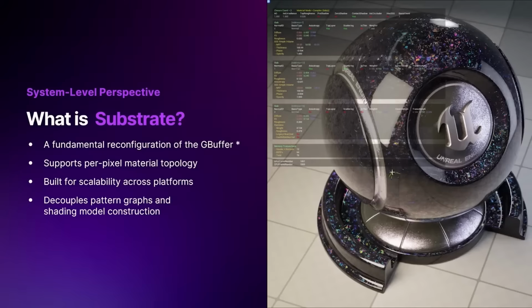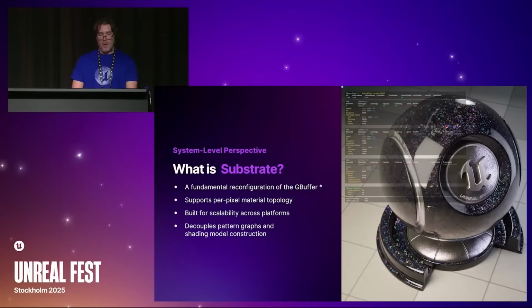One key consequence of this change is that hardware blending is no longer supported. But what we gain is the ability to store multiple closures per pixel and to blend material data in ways that were previously impossible, enabling far more nuanced and dynamic shading behavior.